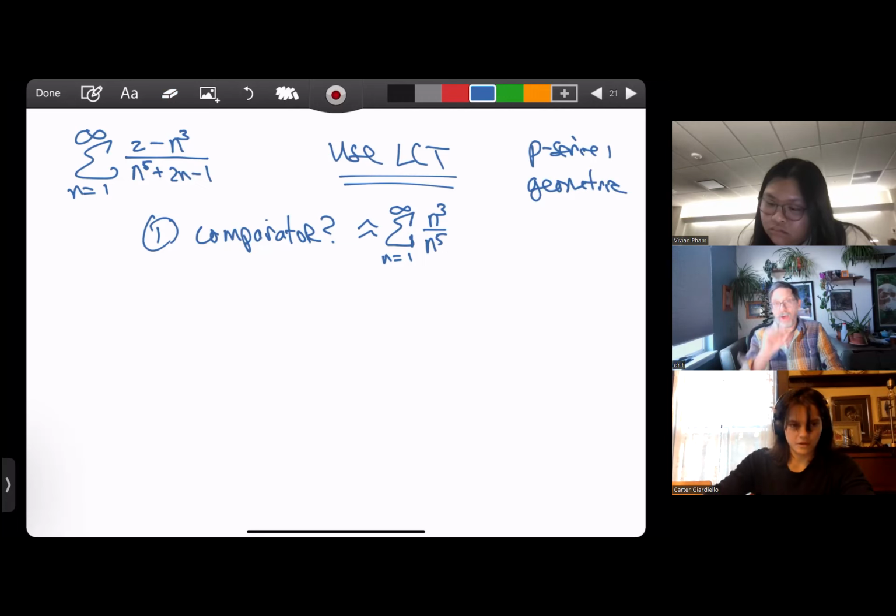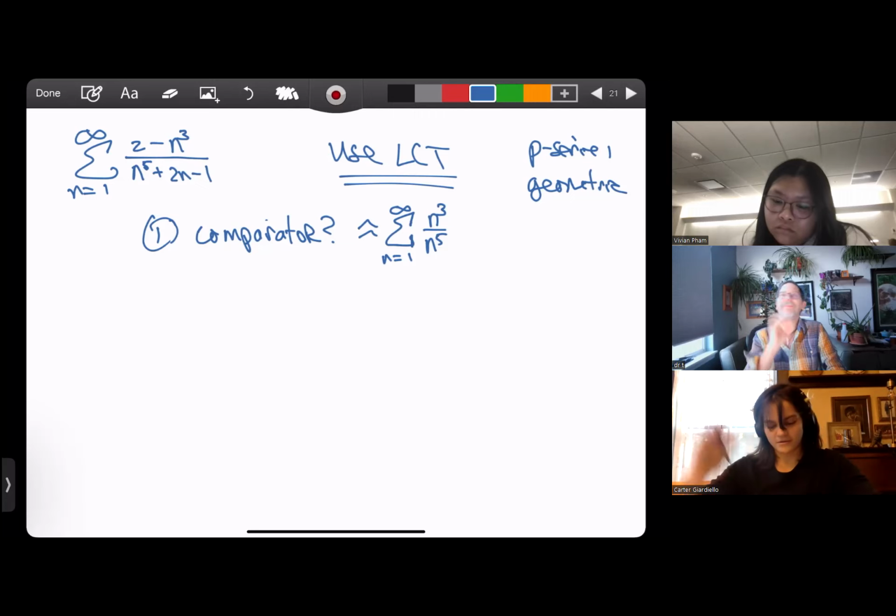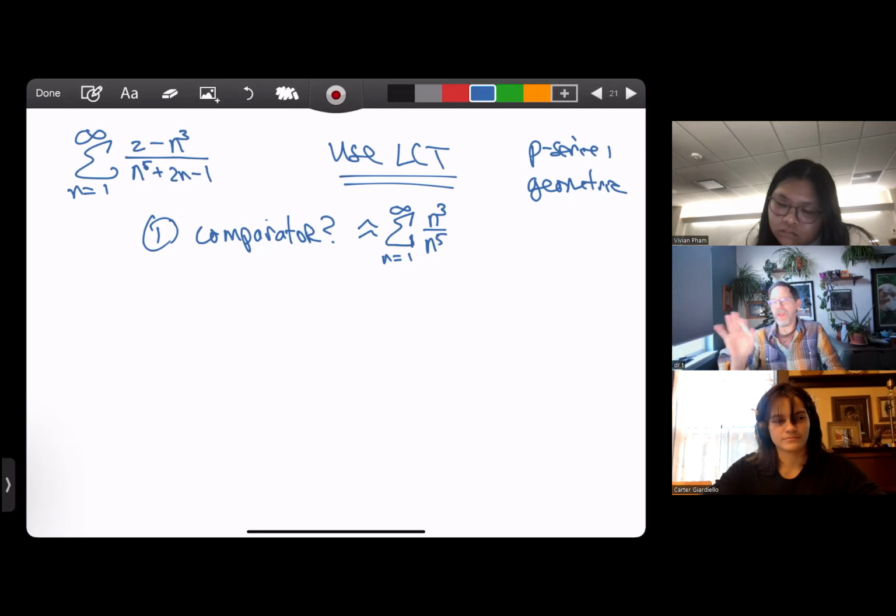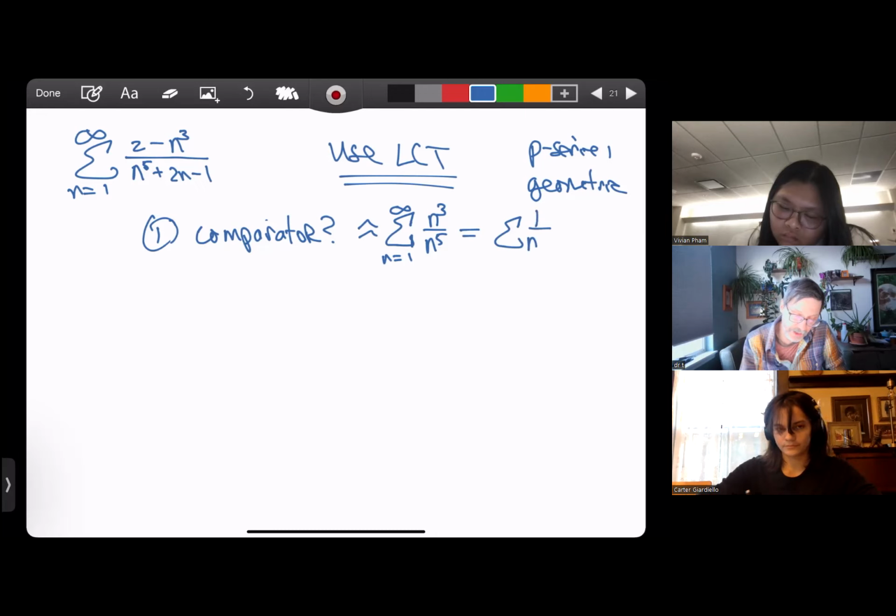I thought that you had to keep every n in there. But you don't, because when n is really big, which is what this convergence is all about, that 2n doesn't even matter when n is a billion. So this is our comparison series: 1 over n squared.